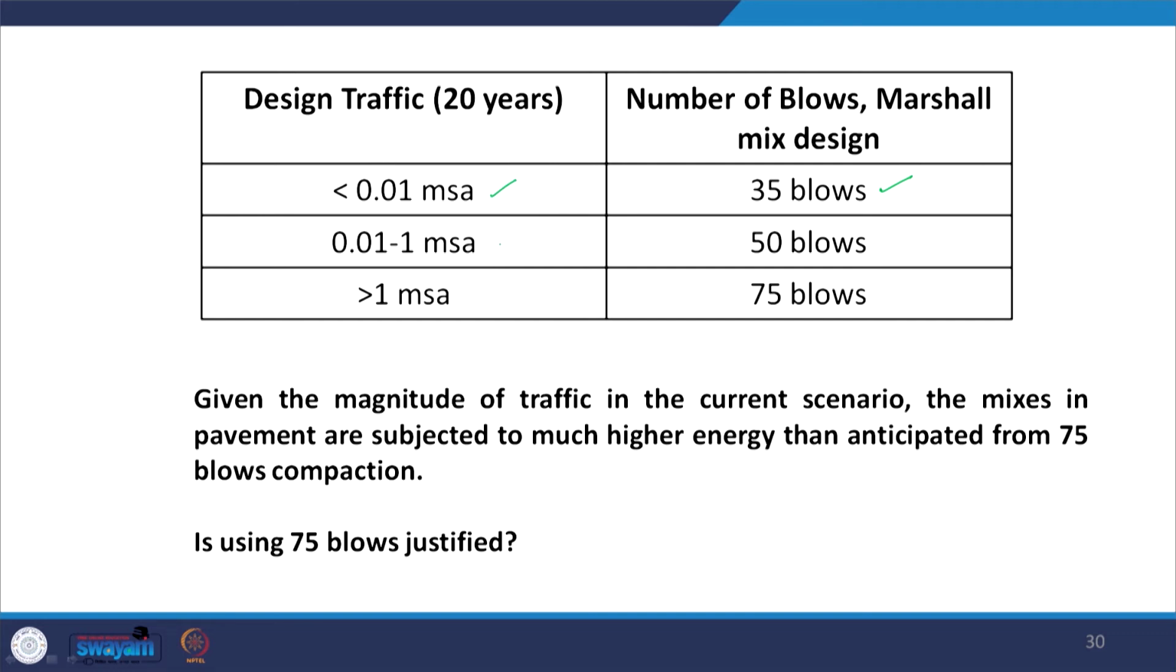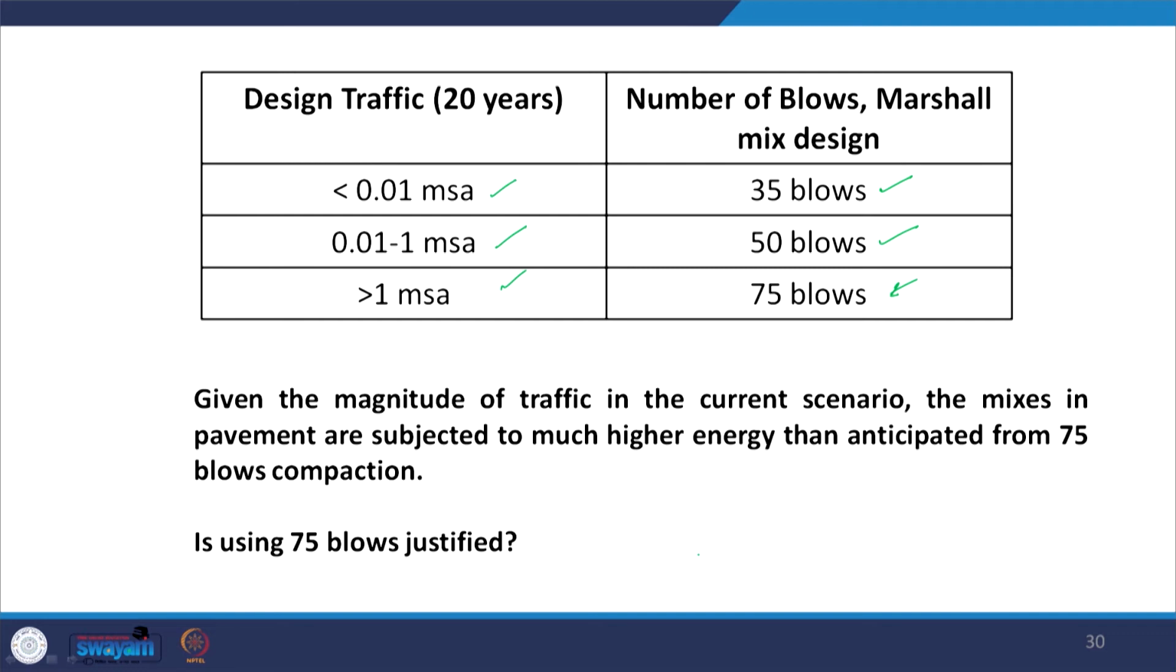If the mixture is from 0.01 to 1 MSA, we have to prepare the mixture giving 50 blows, and in case we have a traffic greater than 1 MSA, we have to choose 75 blows. You have to understand that this Marshall method which we will be discussing was developed in the 1900s. During that period the traffic on the highway was, we can expect, not very high compared to what we have today, and this compaction method actually worked.